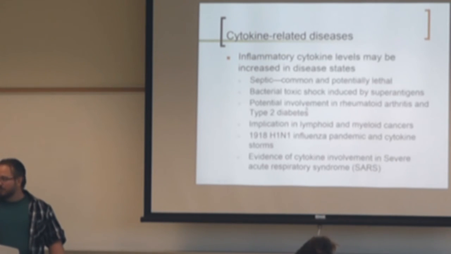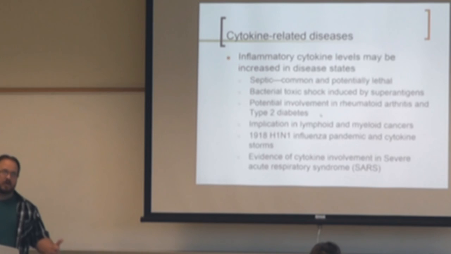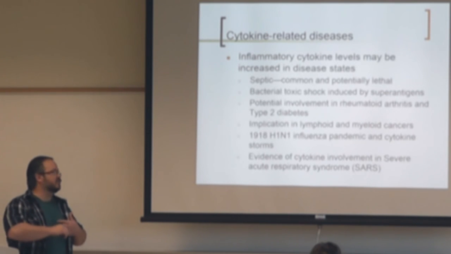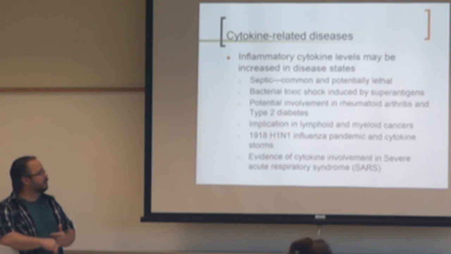A lot of these cytokines are also involved in disease. IL-1 is classically involved in rheumatoid arthritis and type 2 diabetes, and so IL-1 receptor antagonist is an approved therapy for rheumatoid arthritis, I believe.